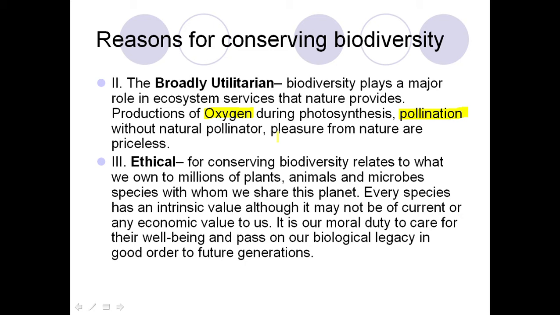Now, third point is ethical reasons. Every species has an intrinsic value, even if it is not of any economic value to us. So, we have a moral duty to care for their well-being and pass on the biological legacy in a proper form to our future generations.